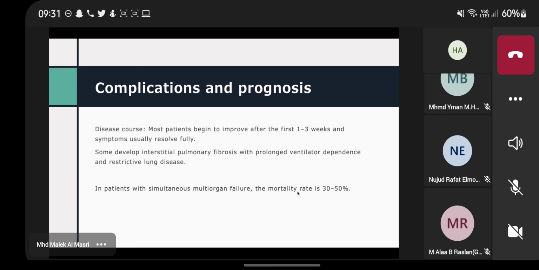Complications and prognosis. Usually patients improve after 1 to 3 weeks and symptoms resolve completely. Some of them develop interstitial pulmonary fibrosis with prolonged ventilator dependence and a restrictive lung disease. Patients, unfortunately, with simultaneous multi-organ failure usually have a mortality rate between 30 to 50%.